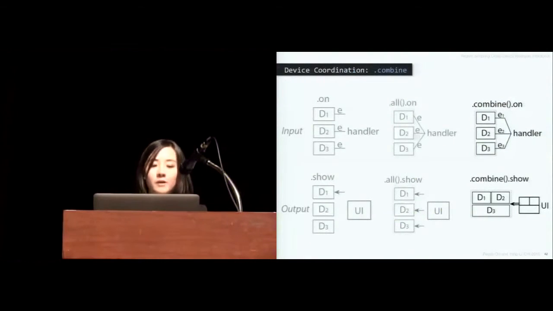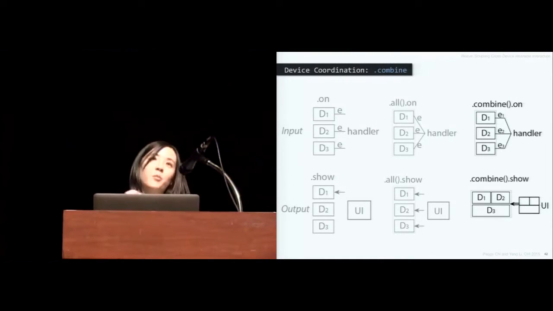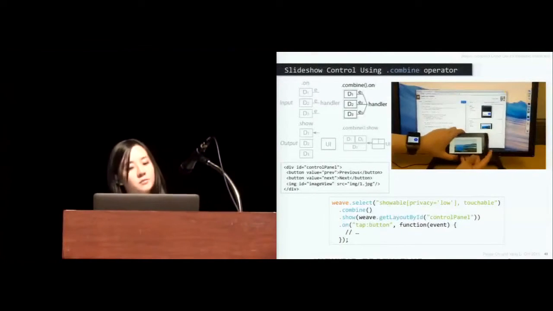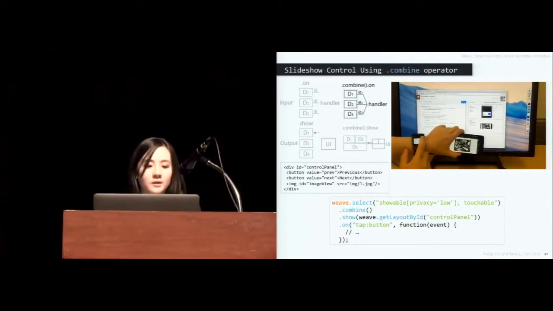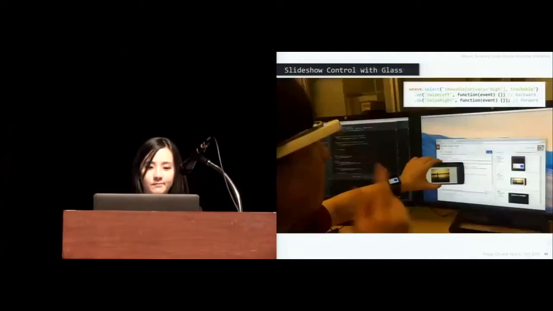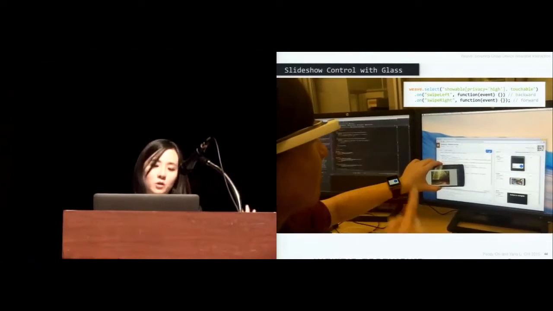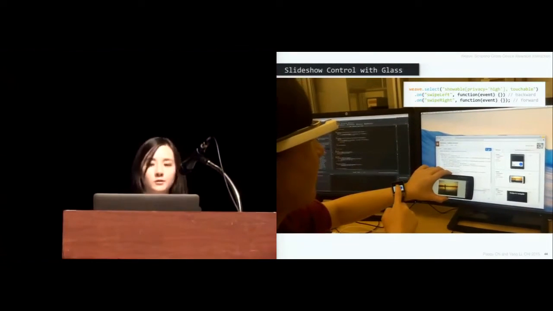In addition, the combine operator combines the input and output resources of multiple devices into one virtual device. Each device, in this case, will perform a different part of the compound behavior. This slideshow control example distributes one UI to devices. Similar to previous work, Panorama, our framework distributes the content based on the screen sizes. And this shows that by adding just a few more lines of code, a new interaction mode of navigating on a glass by the swipe gestures can be added upon the previous script.